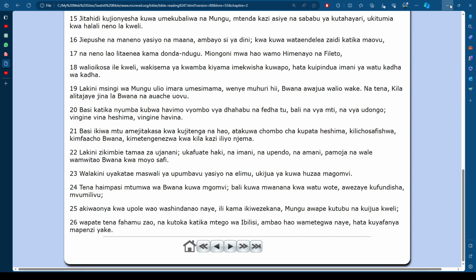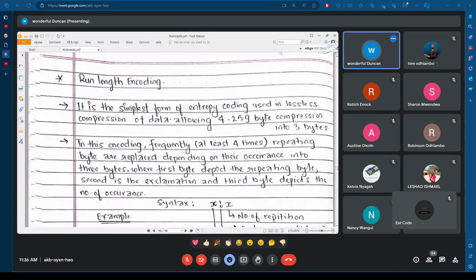Here, we need this program. What I have is the simplest form of entropy coding used in lossless compression of data. This is the simplest, and we are going to see that it's the simplest to code, to compress and to decompress.